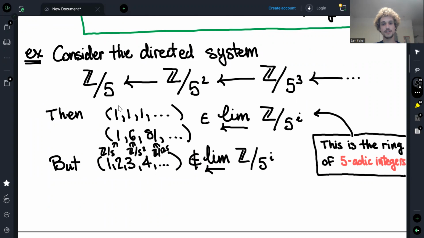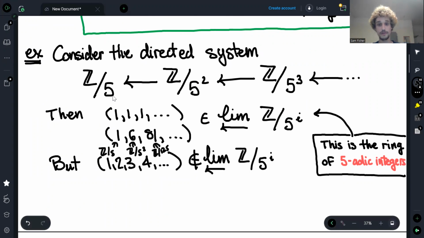Okay, and just as a side note, this inverse limit is the ring of 5-adic integers. That's just one definition. And you can define the p-adic integers in this way as well. Just replace 5 with your favorite prime.